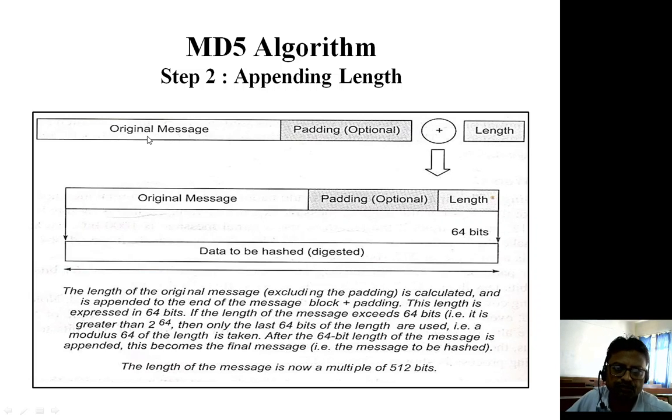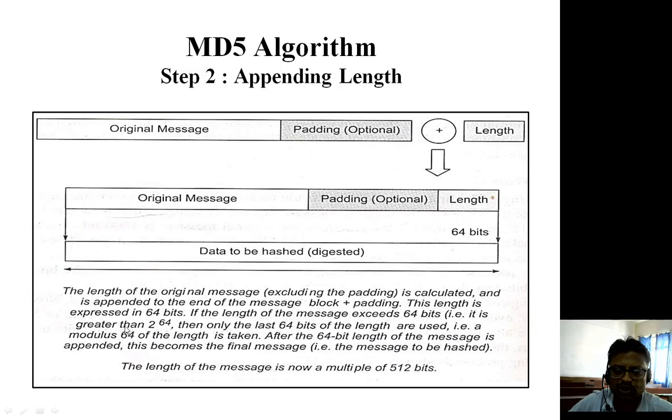So suppose the size of the message is 1000-bit. Then 1000 will be represented in the form of a 64-bit, and then it is added, so that the original message, padding, as well as the length, total becomes a multiple of 512-bit. So the length of the original message excluding the padding is calculated, and it is appended at the end of the message block plus padding.